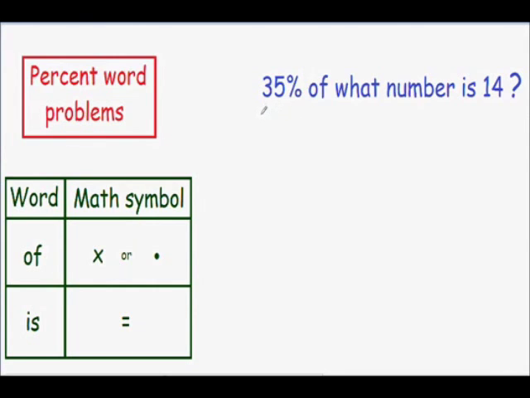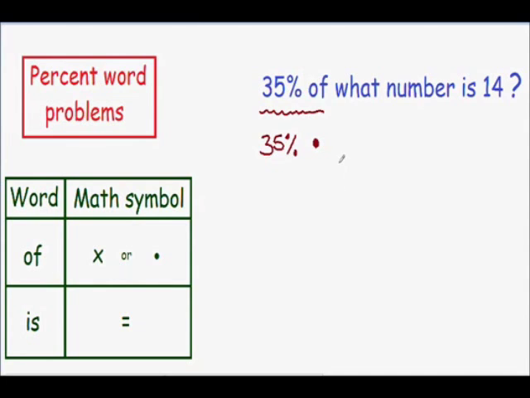So if we start from the left and we go to the right, our first two words of this problem are 35% of. And if you look at the chart I wrote for you on the bottom left part of the screen, the mathematical symbol for the word of is the multiplication symbol. It's just an X or a dot. So instead of writing the word of, I'm going to use the multiplication symbol.